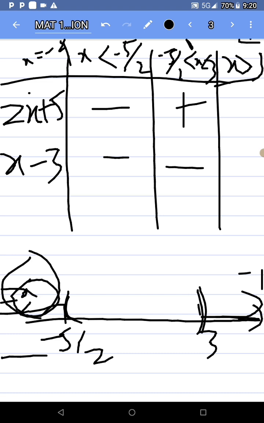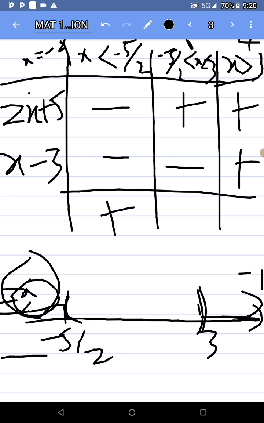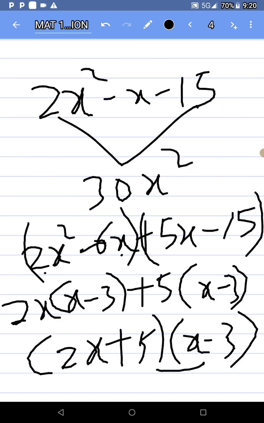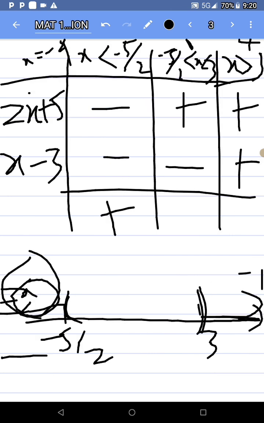Let's say I pick a 4. 2 times 4, 8. 8 plus 5, 13. That is positive. Again, 4 minus 3, 1. That's positive. Then you don't check. What do you have? Negative times negative, positive. Because don't forget here, it is the product of the two we have. So we have to take the product of whatever it is we have there. Product of the two signs. So the product of these two signs is positive. The product of these two signs is negative. The product of these two signs is positive.